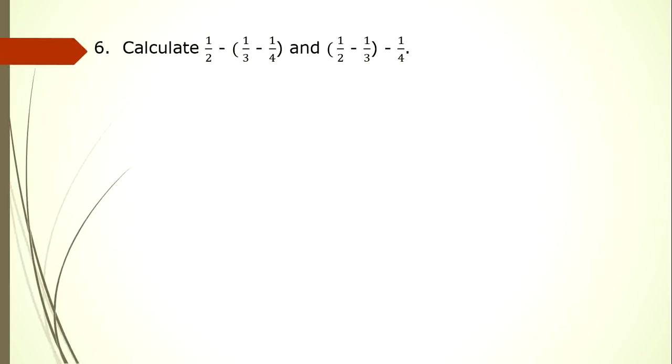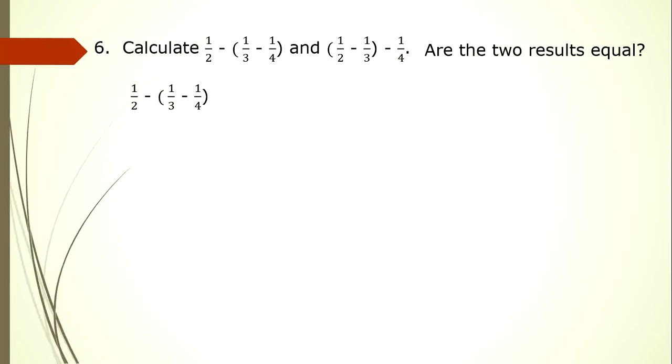Calculate 1 by 2 minus 1 by 3 minus 1 by 4, and 1 by 2 minus 1 by 3 minus 1 by 4 with the brackets placed differently. The question is also asking, are the two results the same? Now let us see. We will go for the first case: 1 by 2 minus, in brackets, 1 by 3 minus 1 by 4.